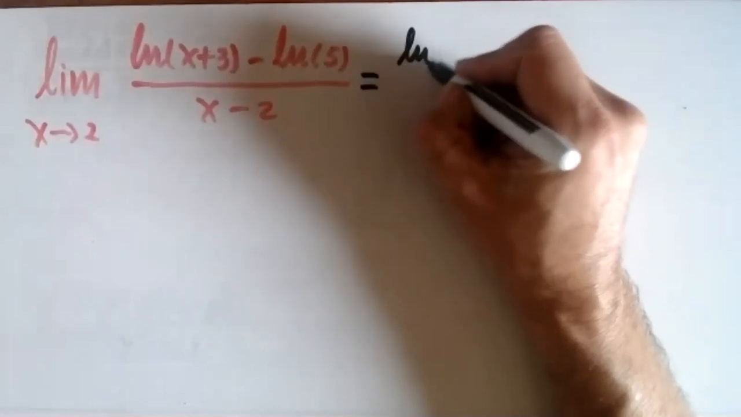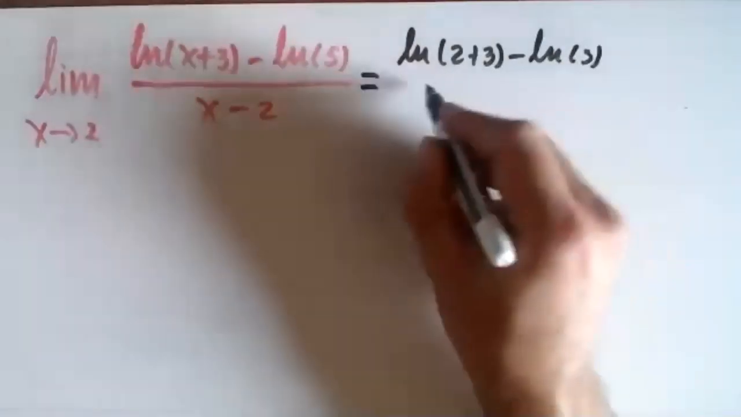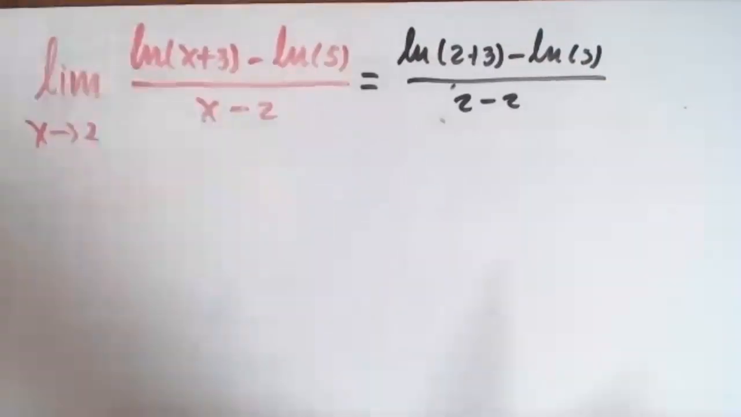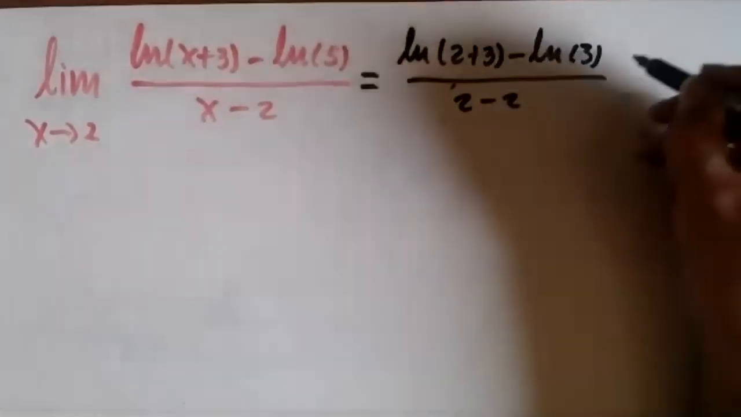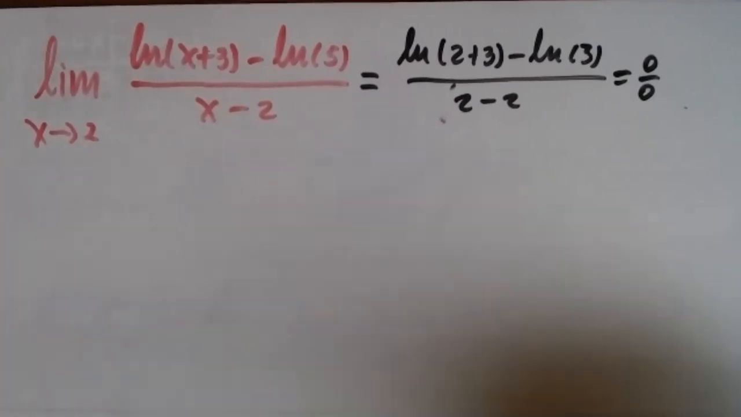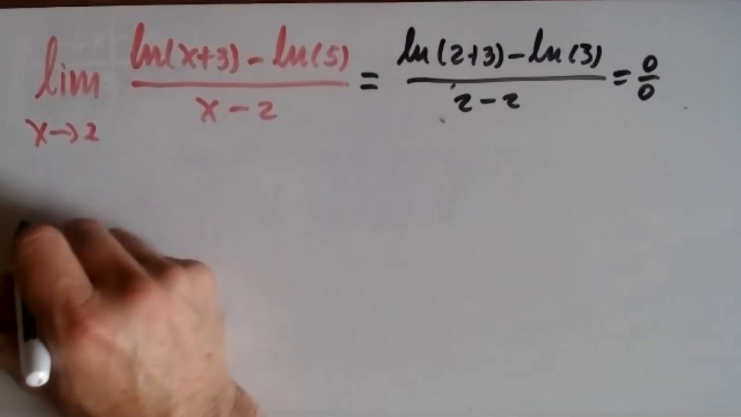If not, you just see what you do. You put ln of 2 plus 3 minus ln of 5 over, in this case, 2 minus 2. We don't have to think too much: this is 0 over 0, correct? So we cannot find the limit by direct evaluation. Now, we are going to do something very simple.